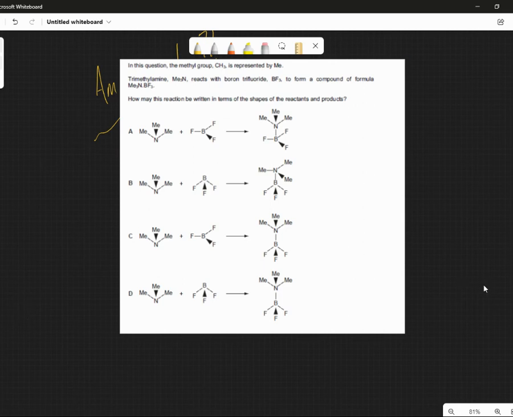Now, number one. In this question, the methyl group is represented by Me. Triethylamine reacts with boron trifluoride to form a compound of formula Me3N.BF3. How may this reaction be written in terms of the shapes of the reactants and products? First of all, what shape will this have?